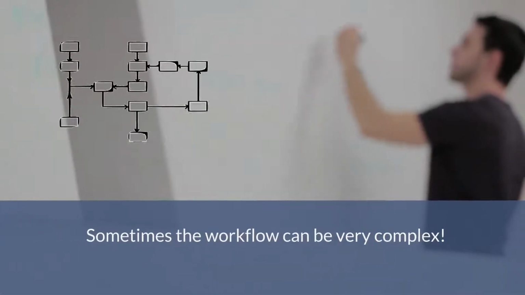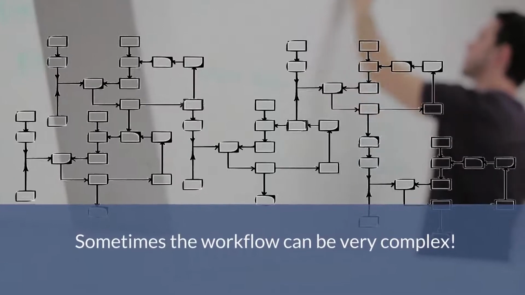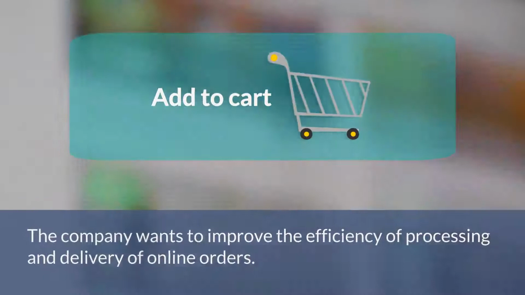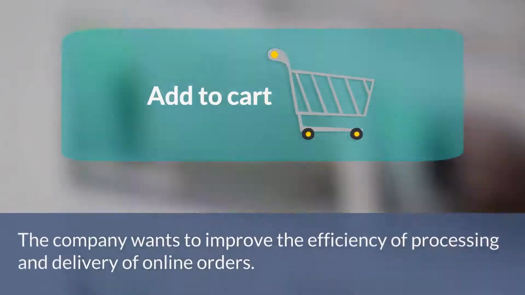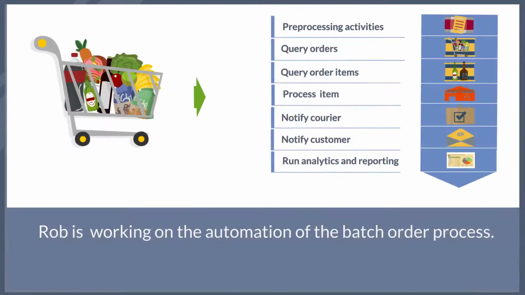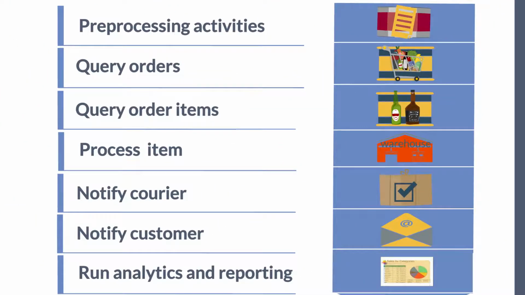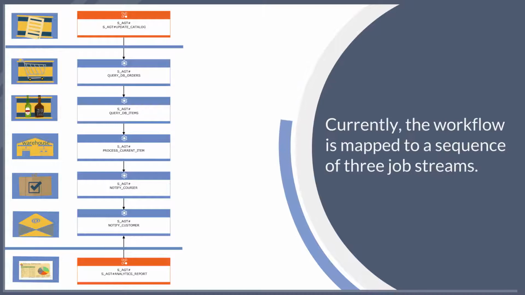Sometimes the workflow can be very complex. The company wants to improve the efficiency of processing and delivery of online orders. Rob is working on the automation of the batch order process. Currently, the workflow is mapped to a sequence of three job streams.